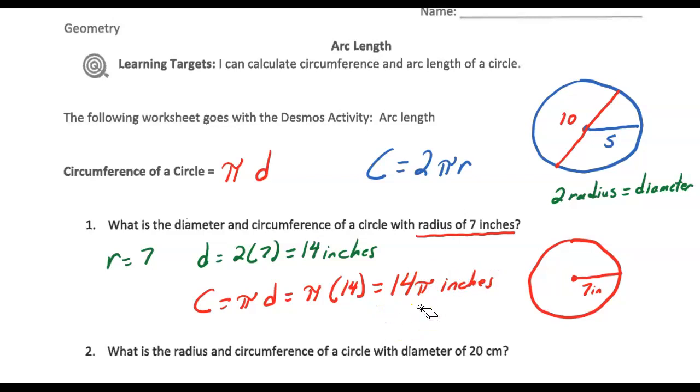And then we're going to get our calculator out and type in 14 pi. And when you do that, you get approximately 43.98 inches. So circumference is the distance around the circle. So if you were to walk around this circle, you would have walked 43.98 inches approximately.